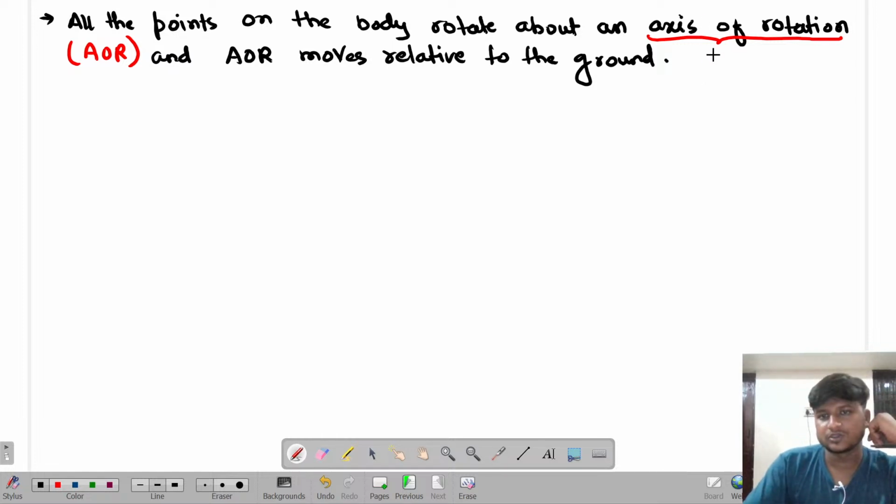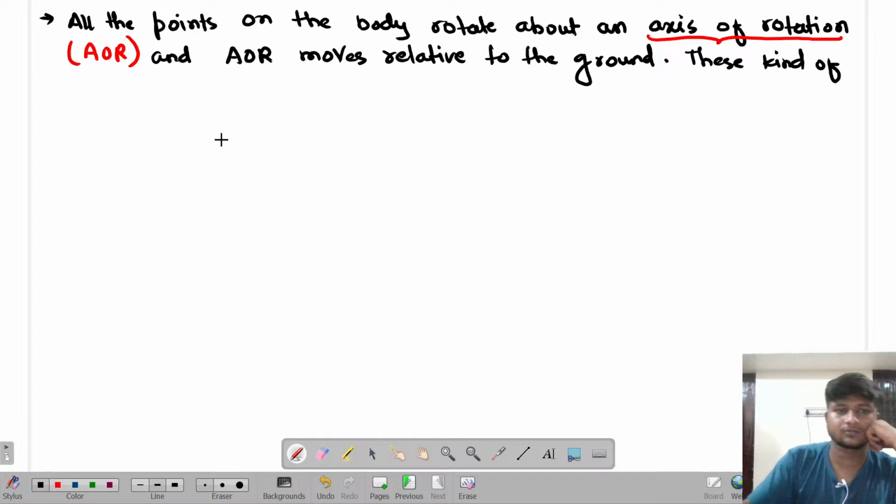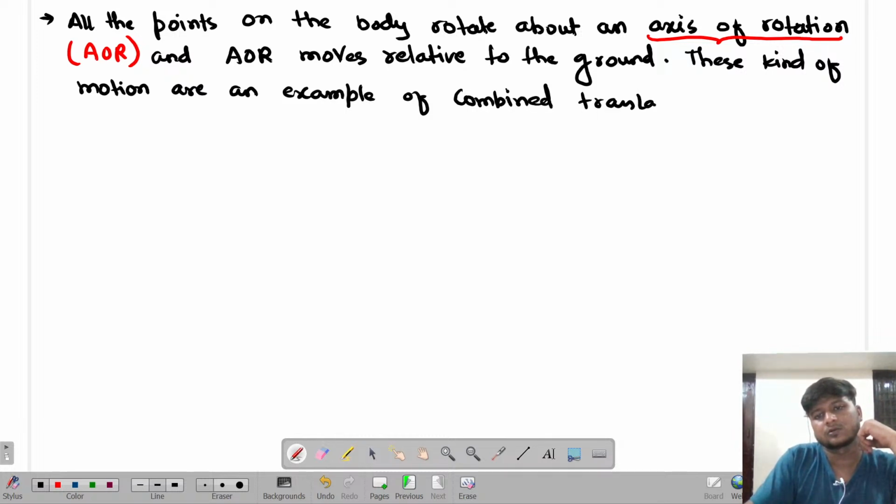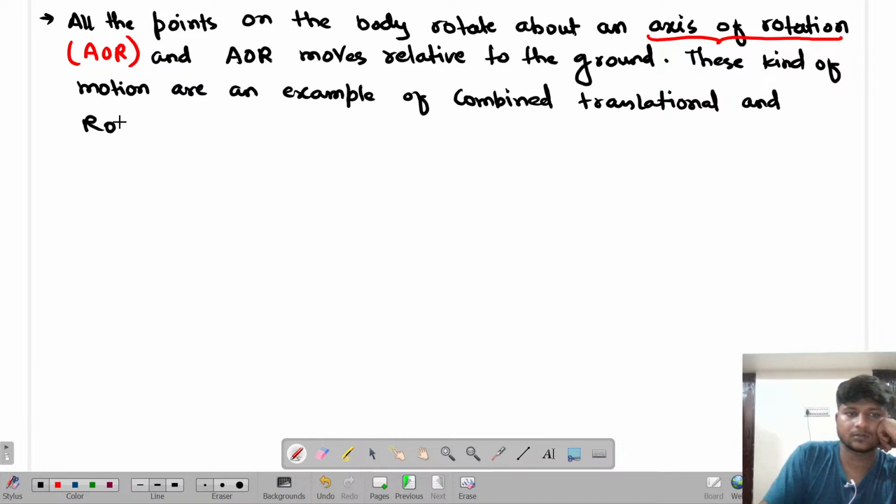Are you able to get me or not? So these kinds of motions are an example of combined translational and rotational motion. Like we can take an example.